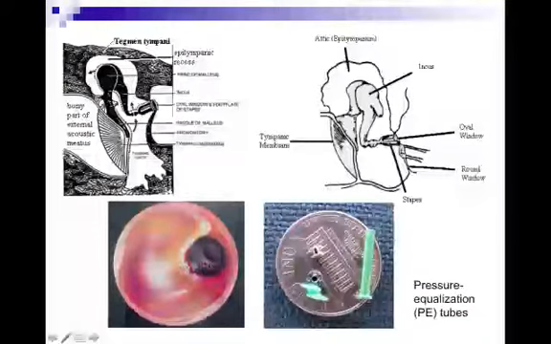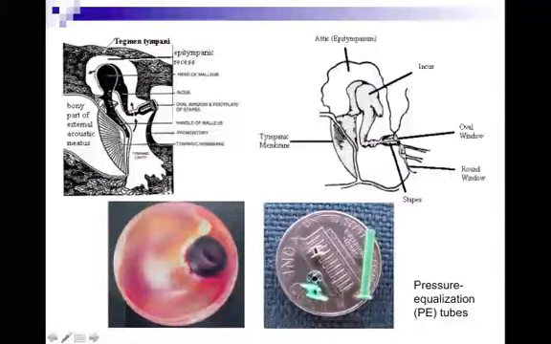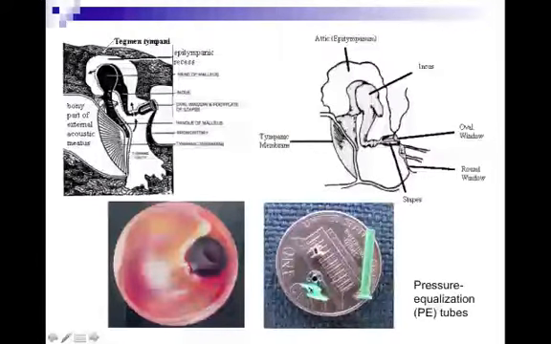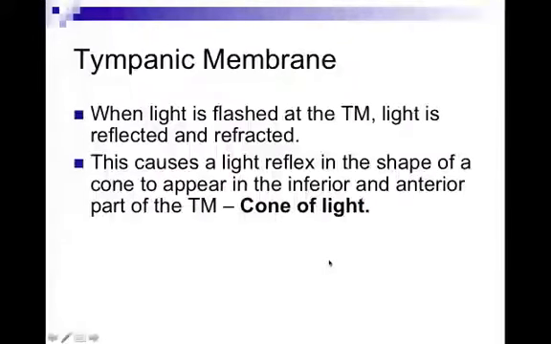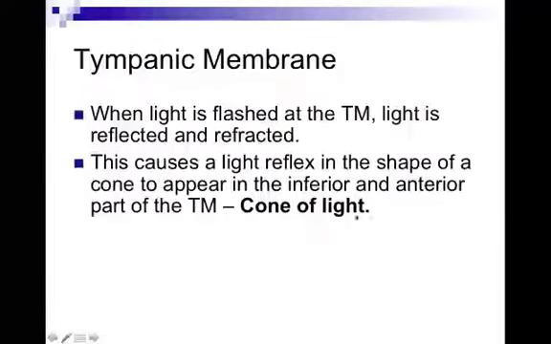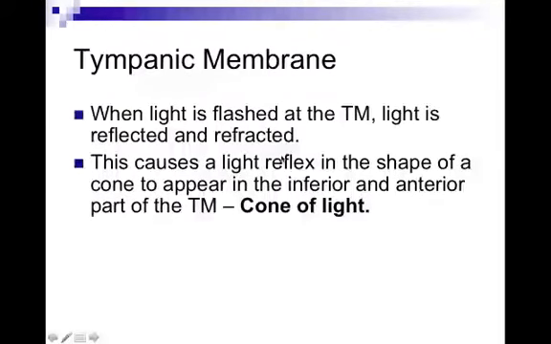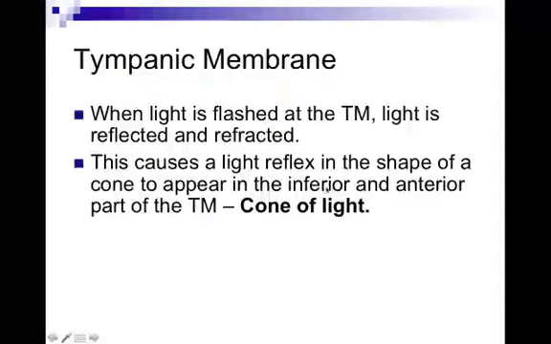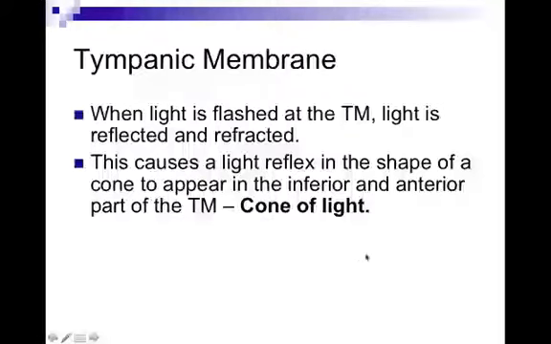Here is an illustration of a tympanic membrane with a PE tube, or pressure equalization tube. You can see these tubes are really small, and they help some children and some adults in controlling their ear infections. We talked about the cone of light, and you see that in the inferior anterior part of the tympanic membrane, so the lower and front portion.